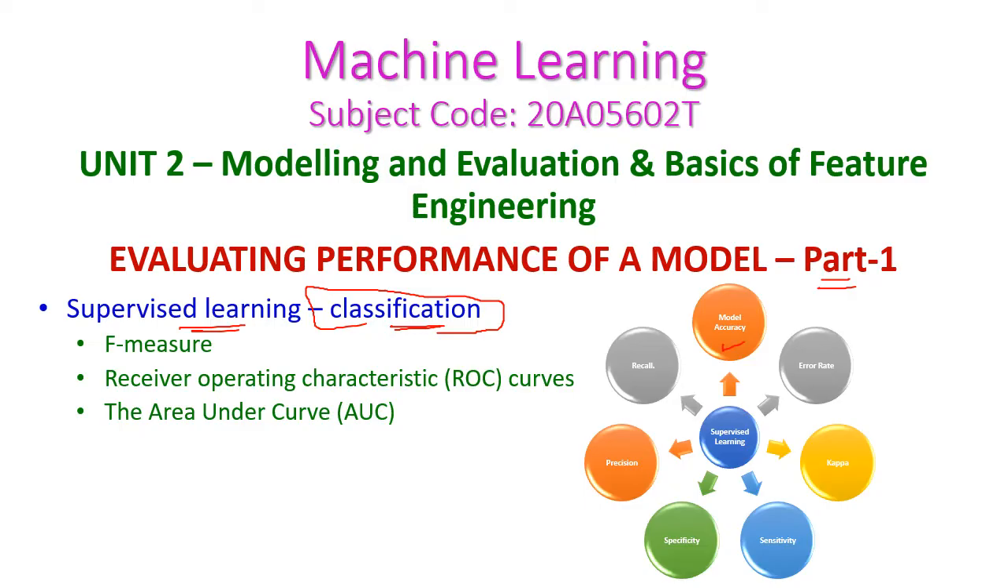First one is model accuracy, error rate, kappa, sensitivity, specificity, precision and recall. After that we will see the F measure and ROC, that is receiver operating characteristics curve, and AUC, that is the area under curve. So these are the things we will see in part 1. When it comes to part 2, that is in the next class, we will see the supervised learning regression. After that the unsupervised learning clustering. So those are the things we will see in the next class.